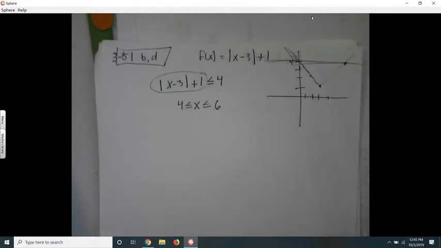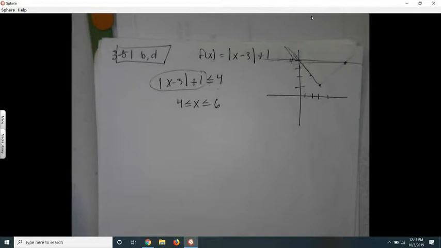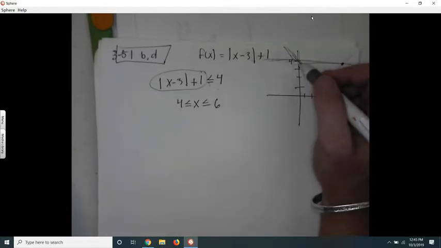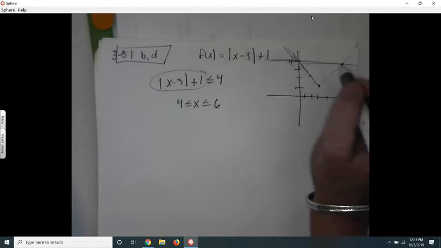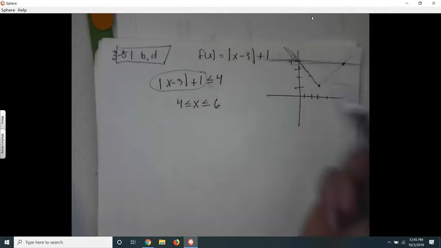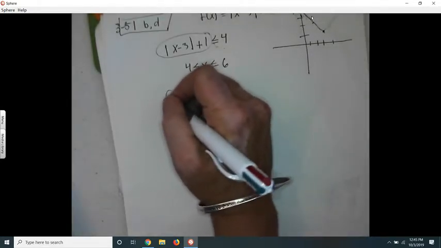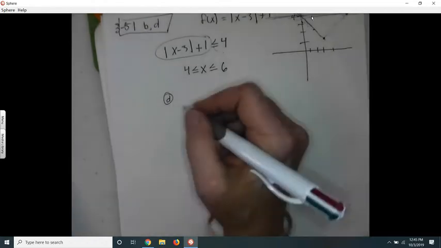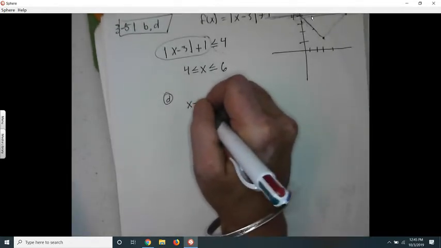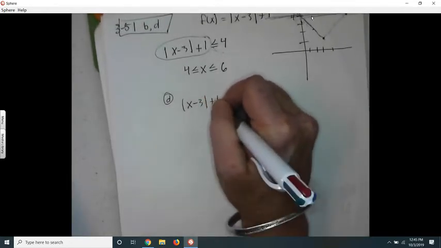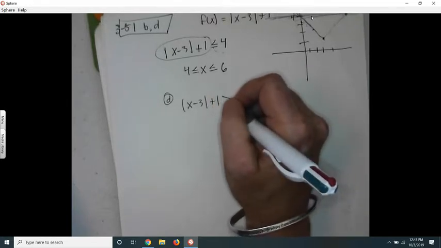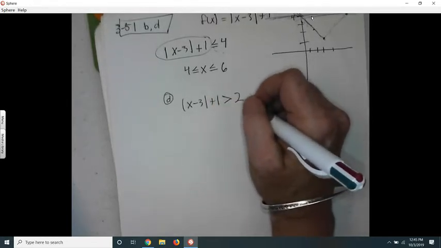There's ways to do it algebraically, but they didn't ask me that yet, so I'm just going to leave it like that. Are there questions about that? I just looked at the picture of the graph and I found out where it was below this line because of the less than. So then I'm going to do letter D. Let's see what happens. It's the same thing. It turns out, I think today you're going to be doing some stuff with no graph, so you might have to do some algebra.